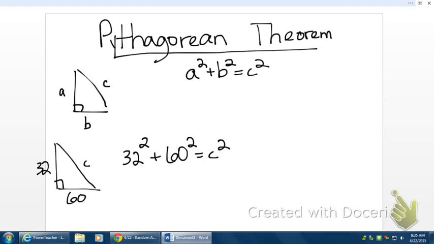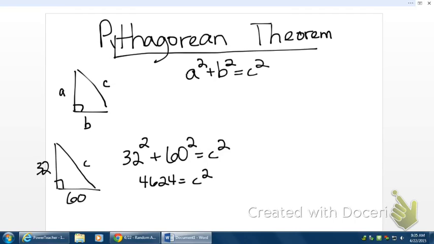Now, I would use your calculator. Tell me what 32 squared plus 60 squared gives you. 32 squared is 1,024, and then 60 squared. Someone figure that out for me, please. 4624 equals C squared. Okay, good.